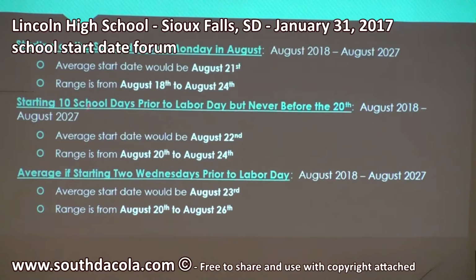The second one here is one I've referenced a few different times, and that was in part of the survey, starting 10 school days prior to Labor Day, but never prior to August 20. In there, as you can see, the average start date would be August 22nd, and the range would go anywhere from the 20th to the 24th. Now, that wouldn't always start on a Monday. Sometimes that 20th keeps moving ahead to where I think eventually at one point in time it's on a Wednesday during that week, and then it drops back again the next year to that Monday.